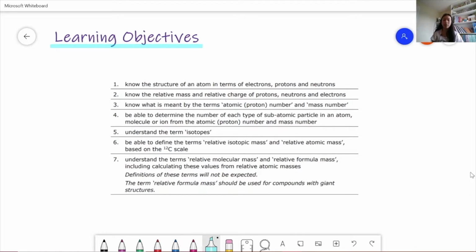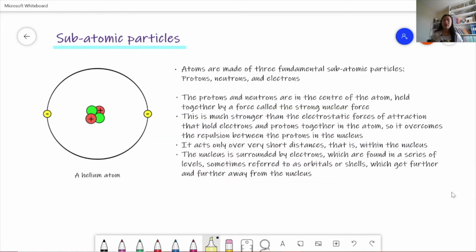and mass number. We then need to understand the term isotopes and be able to define the terms relative isotopic mass and relative atomic mass based on the carbon-12 scale. And then finally, we're going to understand the terms relative molecular mass and relative formula mass, including calculating these values from relative atomic masses. Now we're going to look a bit more into subatomic particles.